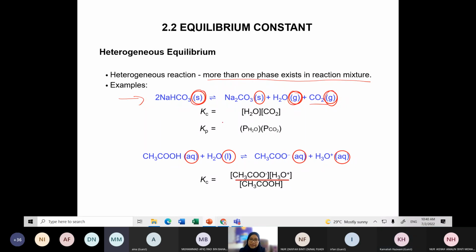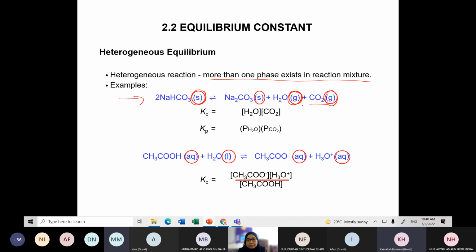So how do we write the Kc? The Kc is still the same, products over reactants. It's just that when there is a solid, you have to be careful, because solid will not be present in the Kc. Like I said, the concentration of a solid is actually constant. It will not change. So, how do we write Kc?